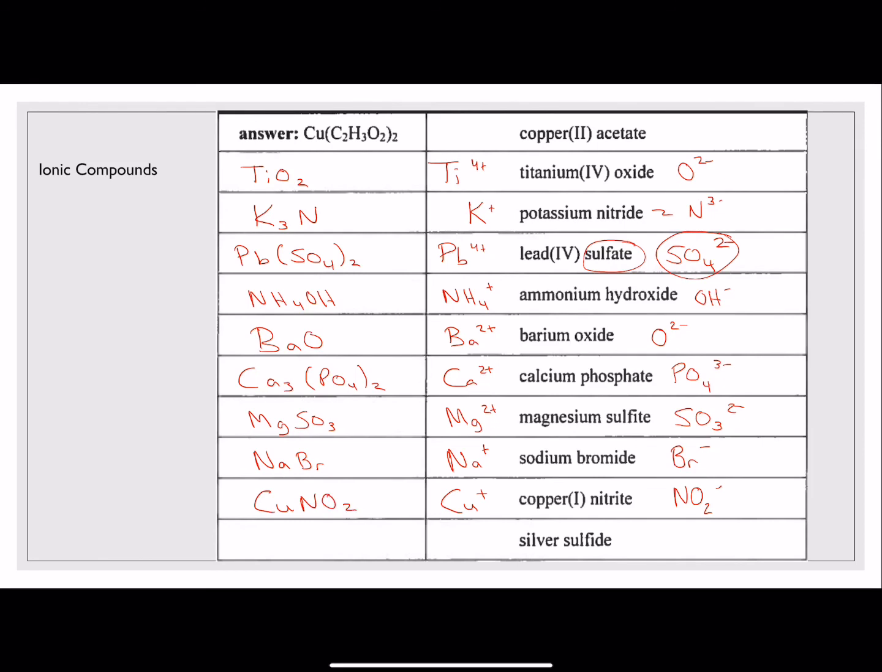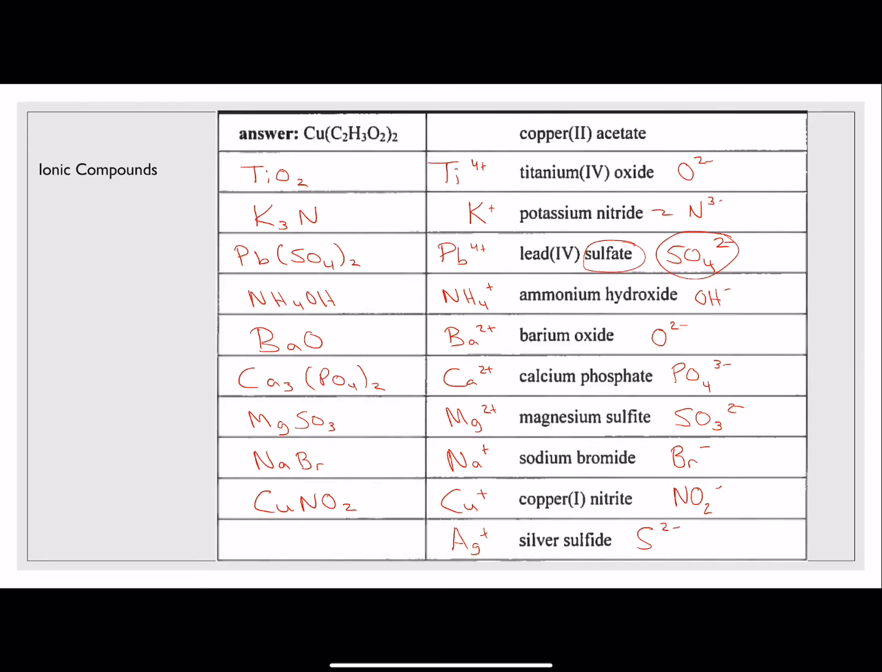And the last one is silver sulfide. Silver is a transition metal, but again, it's an exception like zinc or cadmium where it can only take on 1 possible oxidation number, and it's always silver +1. And sulfide is always sulfur 2 minus. It always takes on the 2 minus charge.